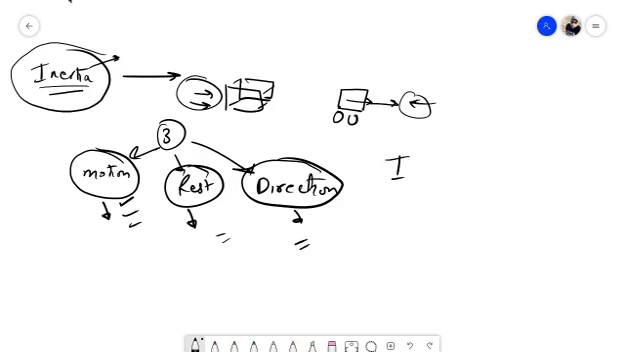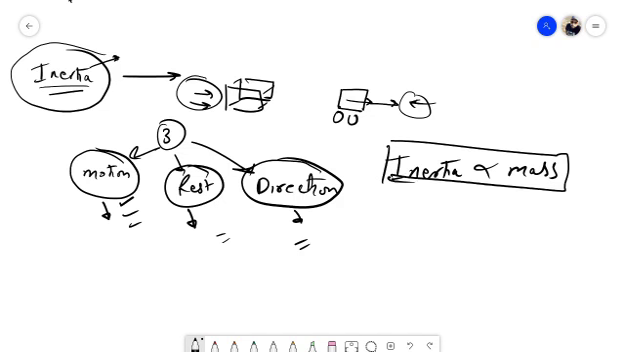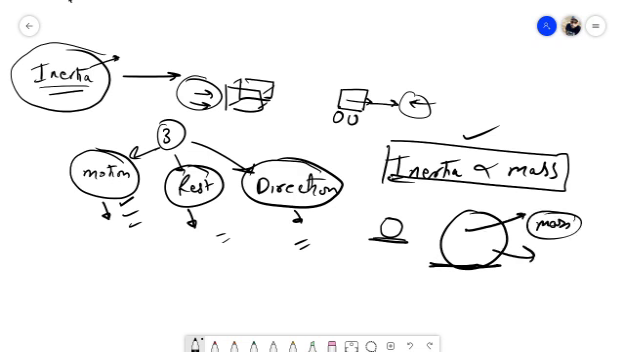Now inertia is proportional to mass. Means if a body is having more mass, then naturally it is going to have more inertia. The more the mass, the more the inertia. The less the mass, the less the inertia. Are you getting it? If there is a small stone and a bigger stone, which will require more force to move, which will have more tendency to oppose the change? The bigger stone, because it has more mass and therefore more inertia, and to move it you have to apply more force. So this is the meaning of inertia.